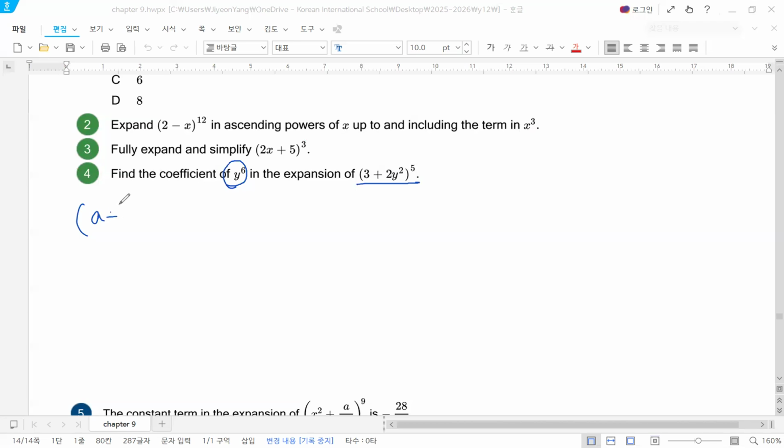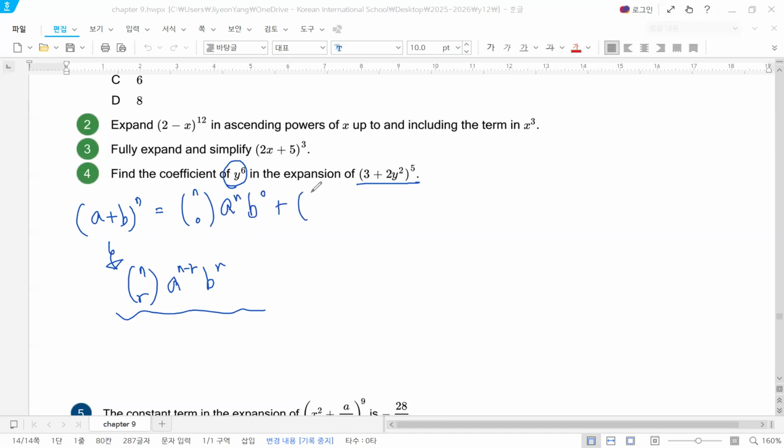So for (a plus b) to the power of n, the general term is nCr, a to the power of n minus r, and b to the power of r. I'm going to explain what general term means. If we expand this expression, which is nC0, a to the power of n, and then b to the power of 0, plus nC1, a to the power of n minus 1, and b, nC2, a to the power of n minus 2, and b squared, plus dot, dot, dot.